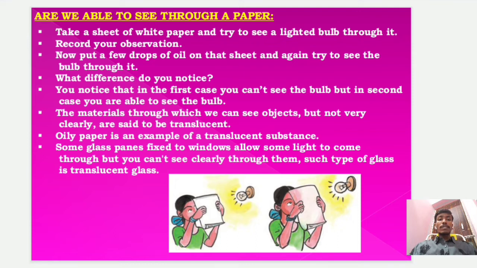Some glass panes fixed to windows allow sunlight to come through, but you can't see clearly through them. Such type of glass is called translucent glass. So this is an example to prove translucent substances.